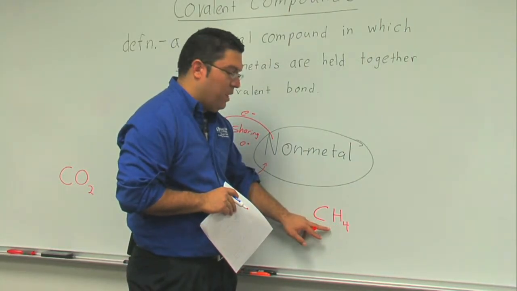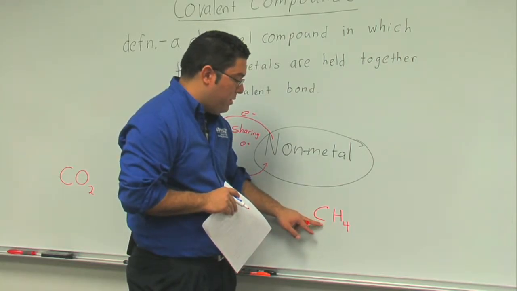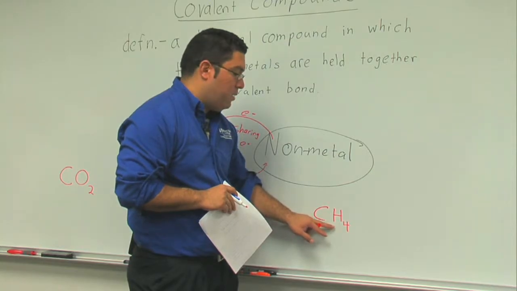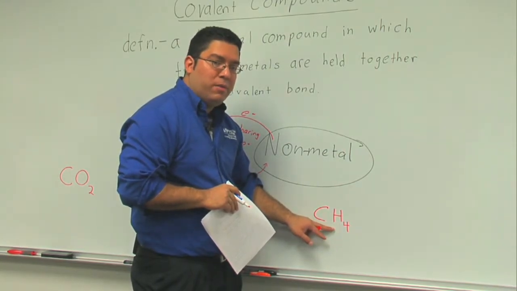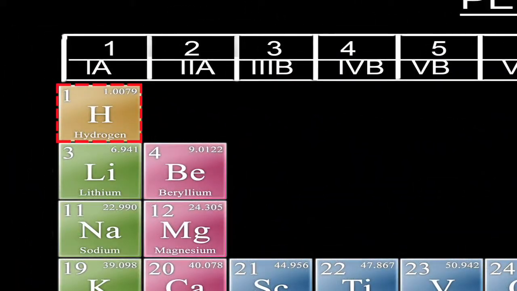CH4, this is known as methane gas, and this is a covalent compound because you have carbon, which is a nonmetal, and you also have hydrogen. Now let's take a look at the periodic table because hydrogen does cause some confusion sometimes for a lot of students. If we look at hydrogen, we would see that hydrogen is all the way over here on the left side.